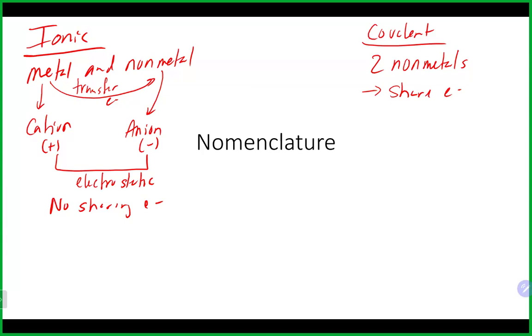So we're going to talk about how to name both of these types of compounds that have these types of bonds in them. And then later in the chapter, we'll talk about how to get those bonds and where they come from.